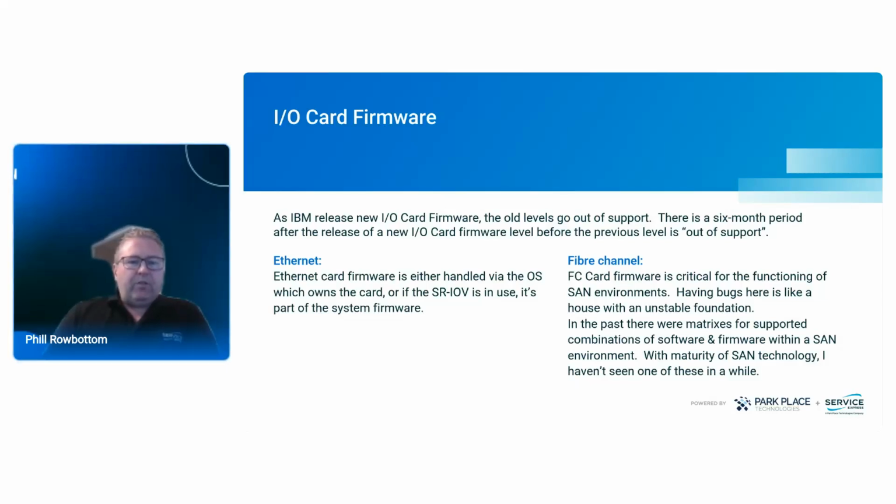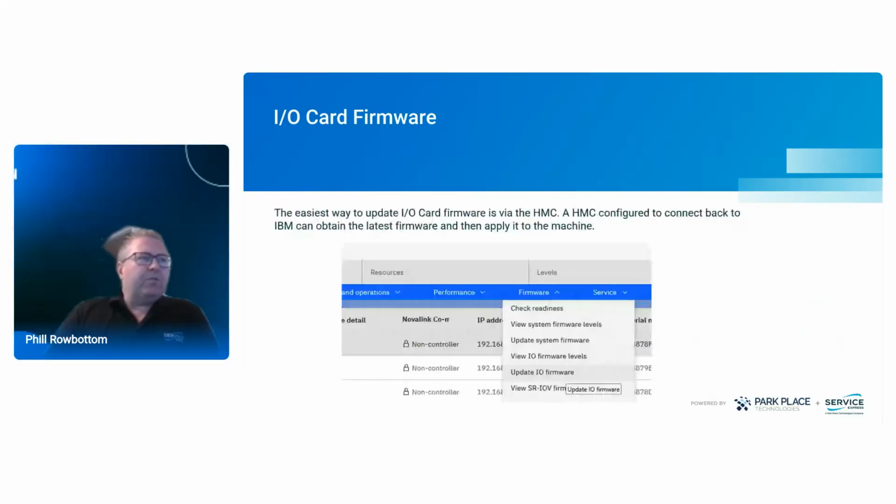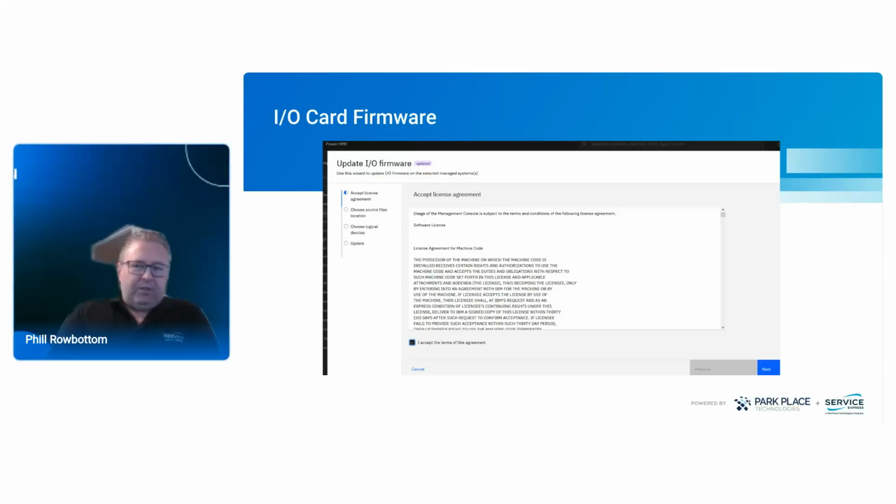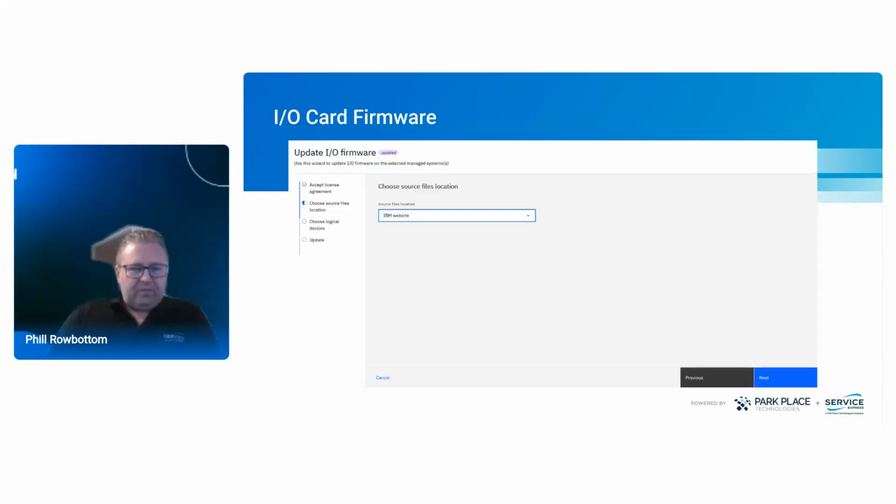Now, the I/O card firmware in the latest HMC levels in V10, I think even back in version 9, you can use the HMC to download and update the firmware from the IBM website. Again, making things just more convenient. So we agree to the agreements here, and we choose our source location. There's a drop down. There's other options, not just the IBM website.